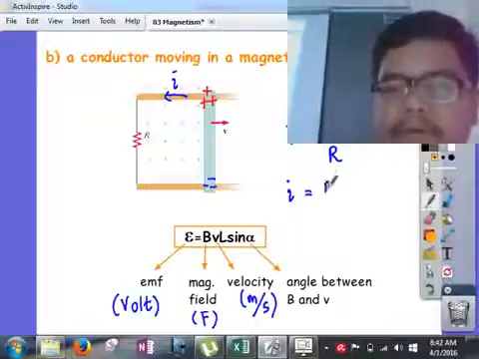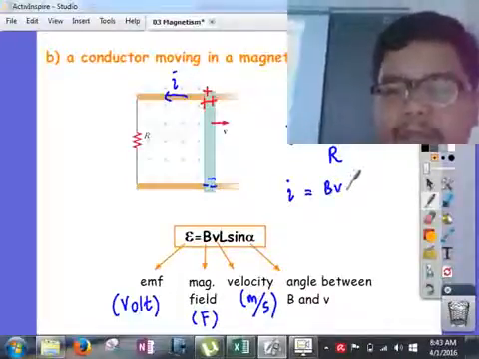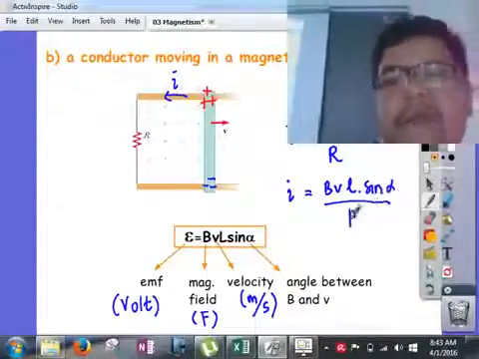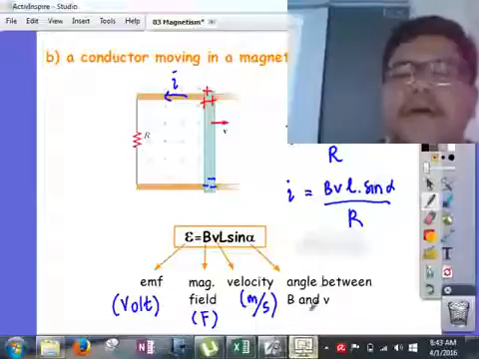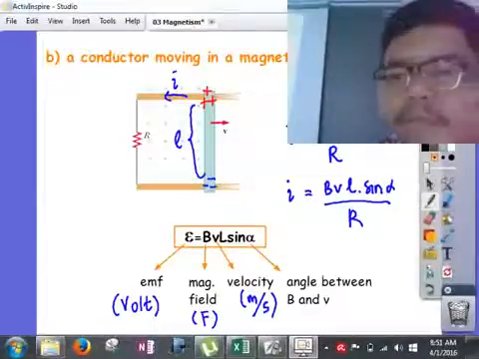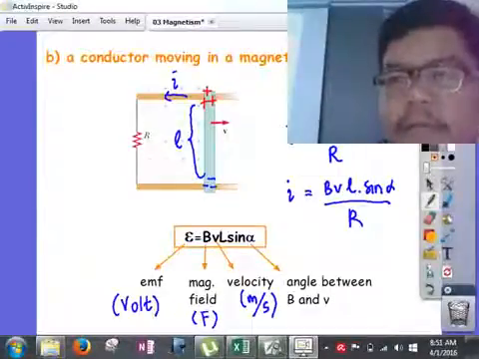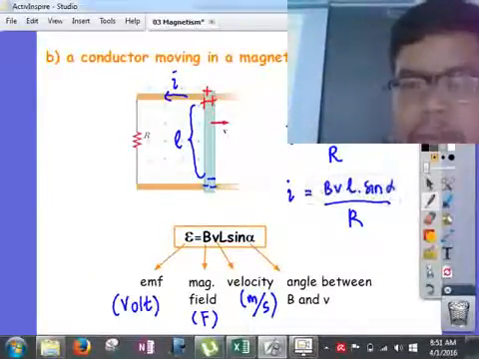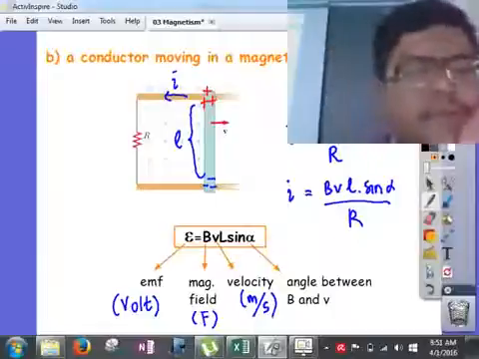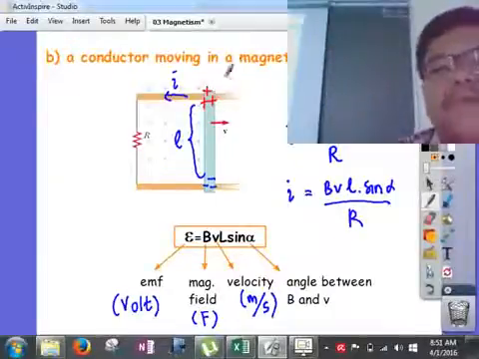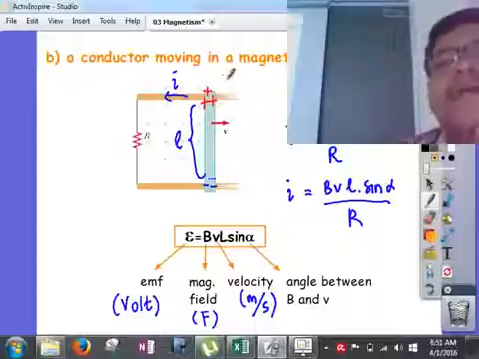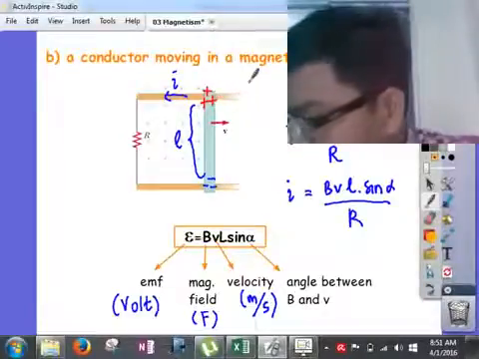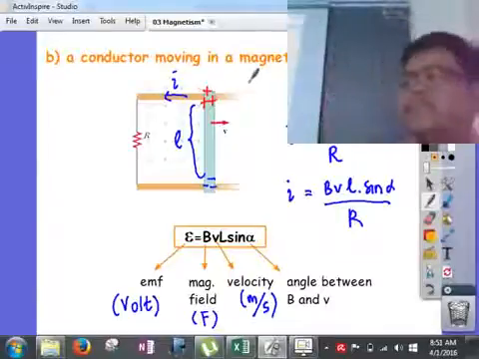I equals B V L sine alpha over R. So, a conductor moving in a magnetic field will create a sort of battery.